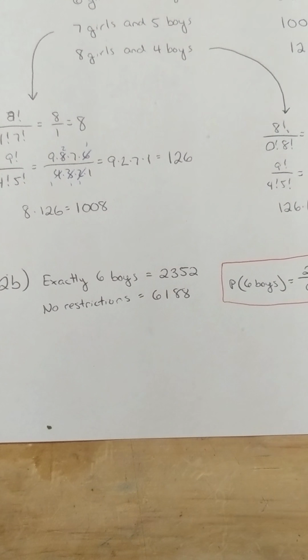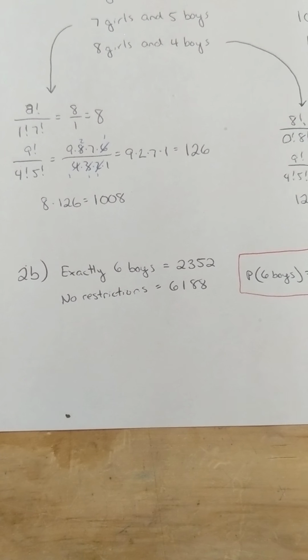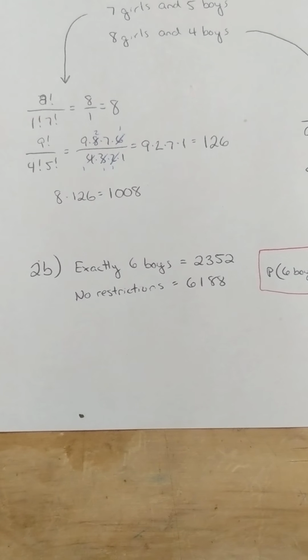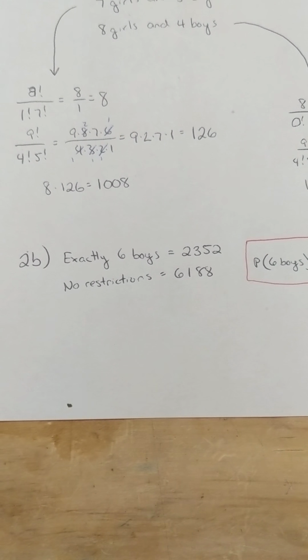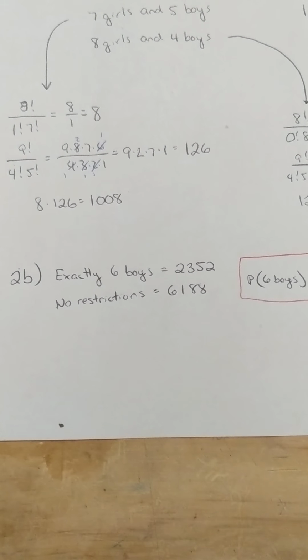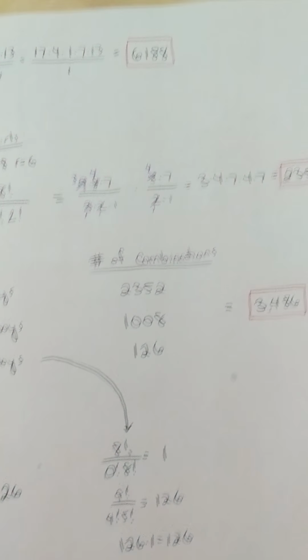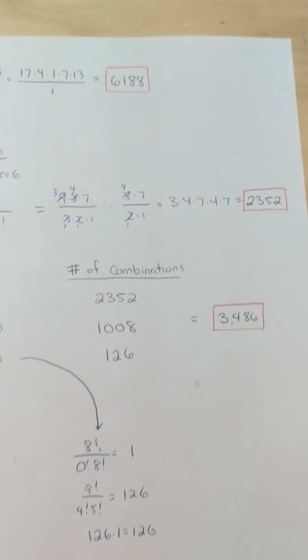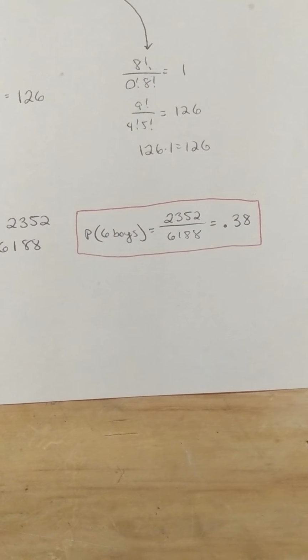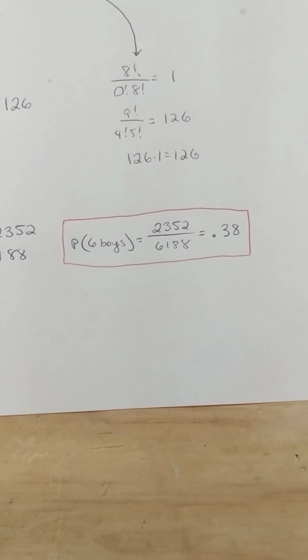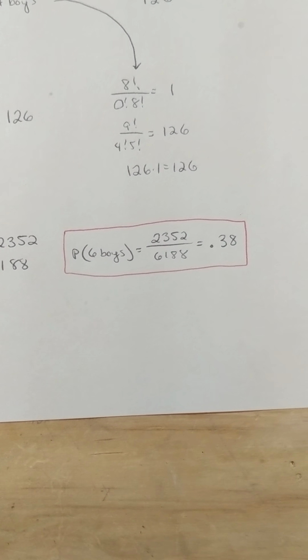Now 2B was saying, what's the probability of exactly 6 boys? So if I know there's 2,352 different ways of selecting exactly 6 boys, and there are 6,188 different ways of selecting people, given that there are no restrictions, I'll remind you that those are the 2 answers up above. The probability of 6 boys would be that ratio, or about 38%.